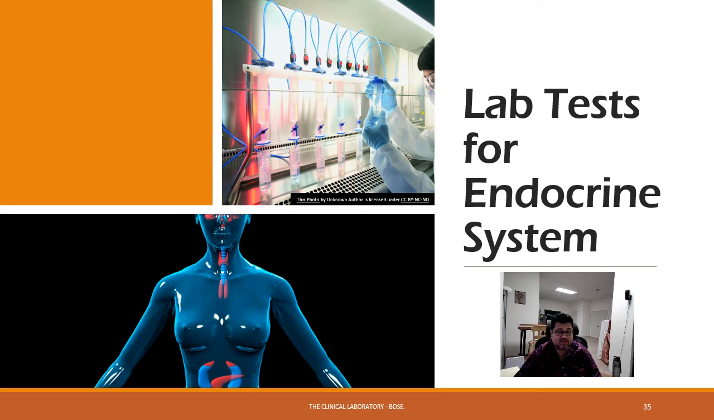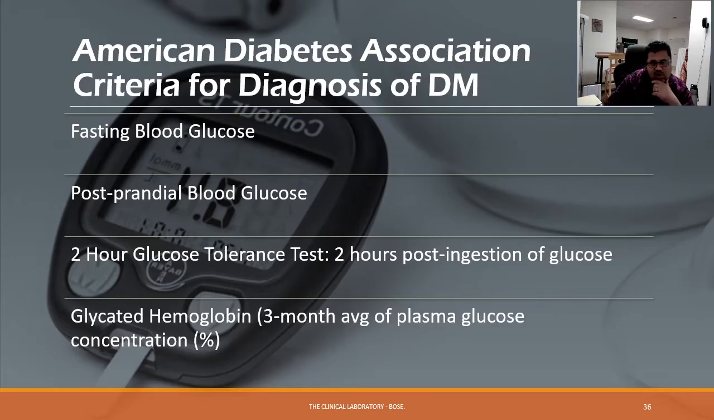In this section, we'll look at the lab tests for the endocrine system. The first one we want to talk about in endocrine related lab testing is the diagnosis of the endocrine disorder called diabetes mellitus. The American Diabetic Association recommends the following tests for evaluating blood sugar.